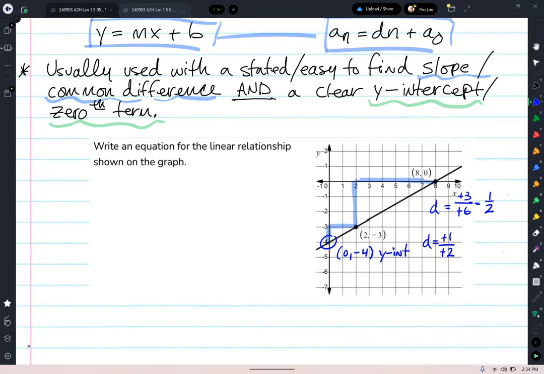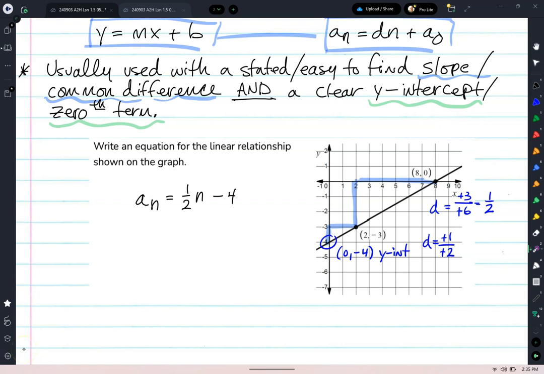And so then we can just jump right to writing our equation. If we can see the y-intercept, and we can easily find or have stated the slope or common difference, then in our explicit formula language, we could say the equation of this line would be a sub n what? You write it out. What would it be in Algebra 2 language?